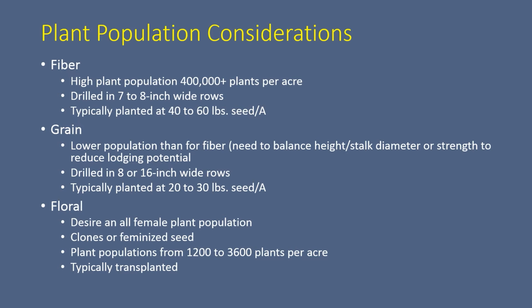Plant populations typically, from what I've seen, are in about the 1,200 to 3,600, maybe 4,000 plants per acre range for floral production. And again, because of the value of the seed and of the clones that are used, typically these are going to be transplanted to ensure good survival.